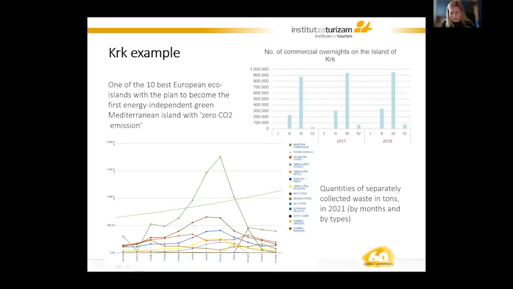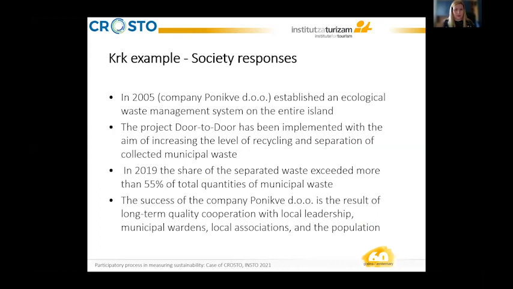For example, something not connected with tourism, olive waste is separately collected during the olive season. So in the autumn, we can see one peak here. So they have a very precise system of measurement of the diverse types of waste. And through the DPSIR framework, they have then created the answers.